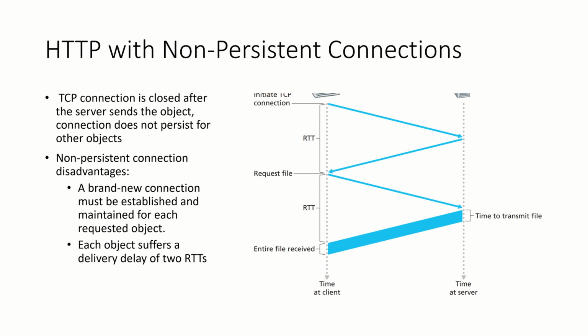Non-persistent connections have some shortcomings. The first one is that a brand new connection must be established and maintained for each requested object. This can place a significant burden on the web server, which may be serving requests from hundreds of different clients simultaneously. Secondly, each object suffers a delivery delay of 2 round trip times.